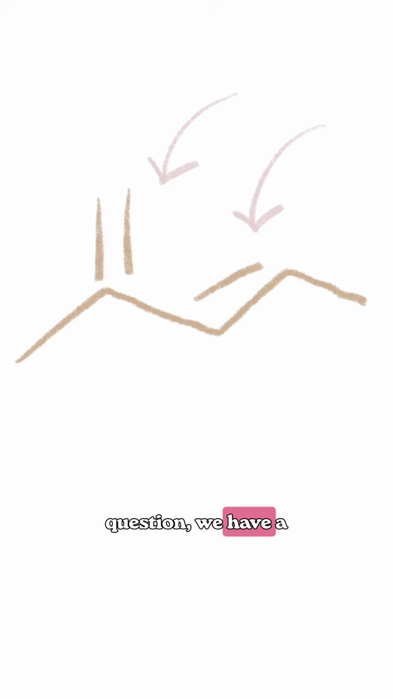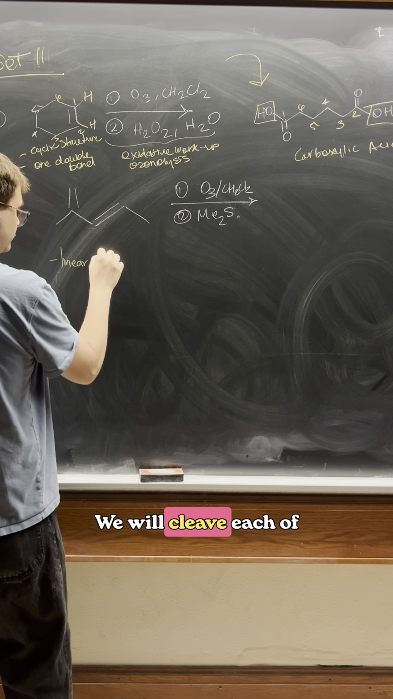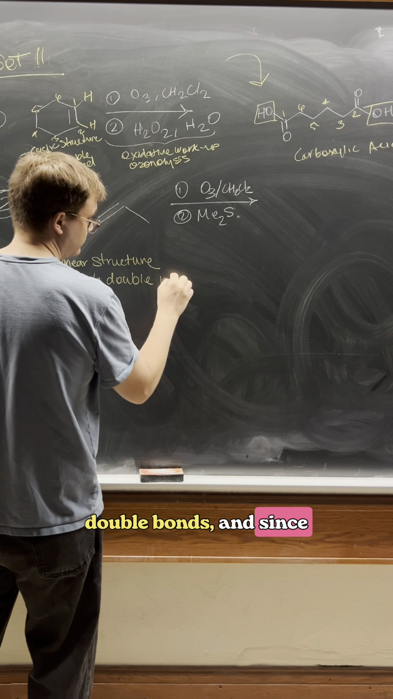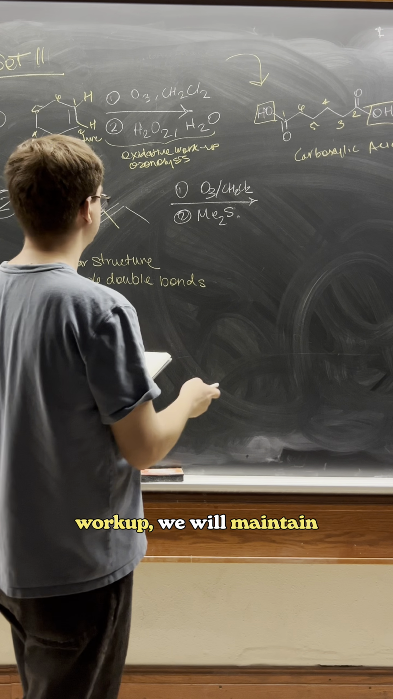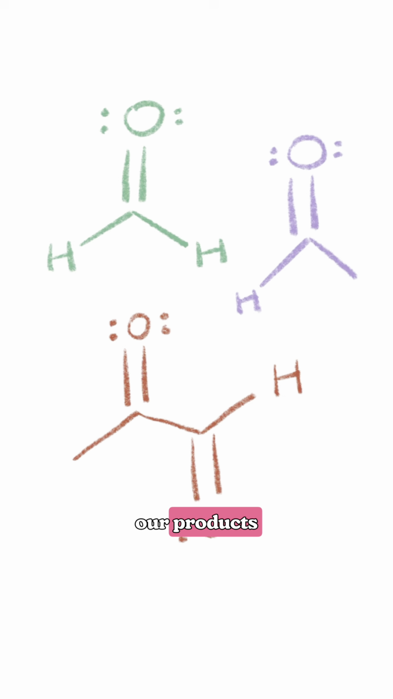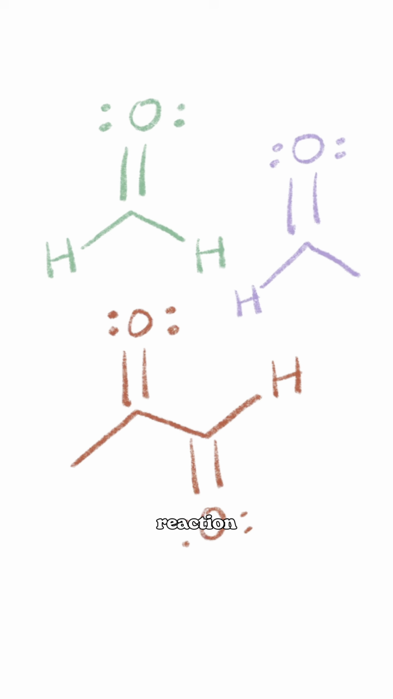Throughout this question, we have a linear structure with 2 double bonds undergoing the reductive workup. We will cleave each of the double bonds, and since this is a reductive workup, we will maintain those formal hydrogens in our products. And here are the 3 products of that reaction.